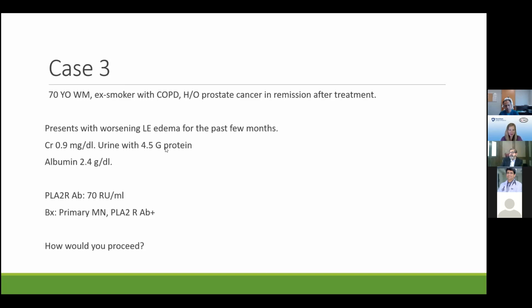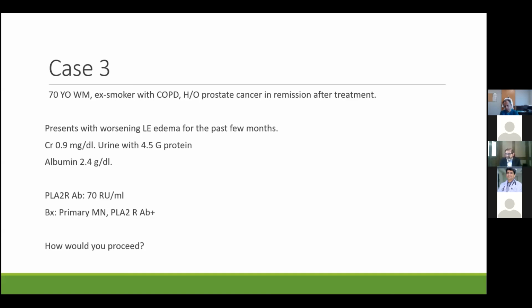Thank you. All right. So coming back to case 3, a 70-year-old white male, ex-smoker with COPD, history of prostate cancer in remission after treatment, presents with worsening lower extremity edema for the past few months. Creatinine is 0.9, urine with 4.5 grams of protein, albumin is 2.4, PLA2R is 70. Biopsy shows primary membranous nephropathy, PLA2R antibody positive.